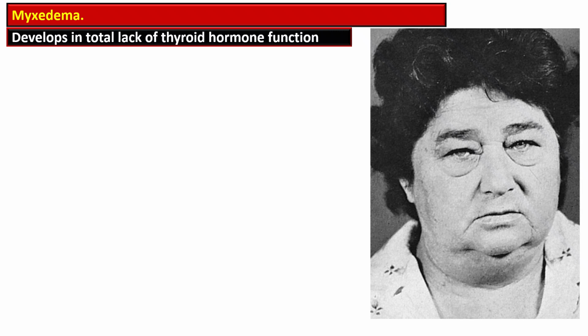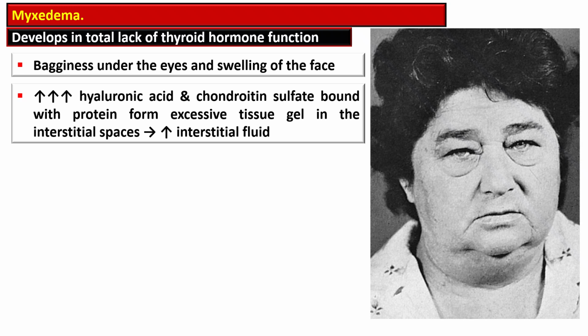So, myxedema is a condition that is produced in advanced hypothyroidism conditions. It is a severe form of hypothyroidism that occurs in patients with near total absence of thyroid hormone function. The key features of this condition are swelling of the face, bagginess under the eye, thick coarse skin appearance. Underlying pathophysiology is increased accumulation of hyaluronic acid and chondroitin sulfate. These bind with protein to form a gel-like matrix.